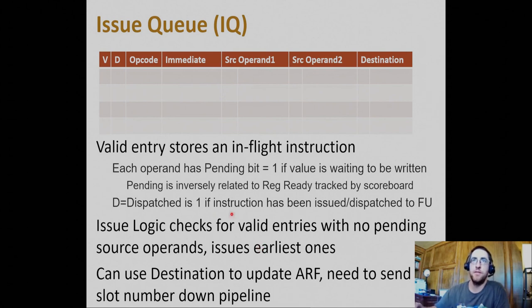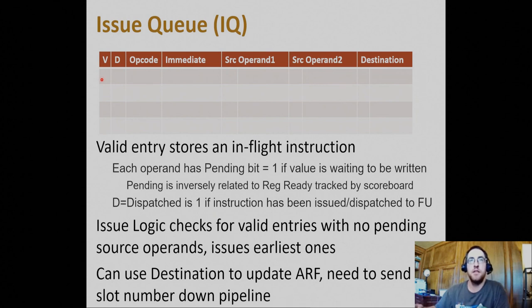We also have a metadata bit on each register operand, and we're going to call that a pending bit. It's just the inverse of ready. So one minus ready is pending. It's pending if it's waiting to be written. Why did I change that? I don't know. I can't remember.